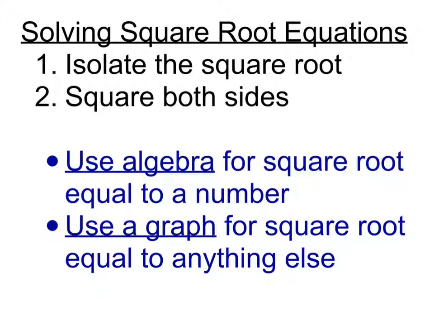And then this part below here. So we just solved the square root equation algebraically because it was equal to a number. We still have to be able to solve it using a graph if it's equal to anything else. So like if we have our square root equal to an absolute value, you still need to graph both of them and look to see where they cross.